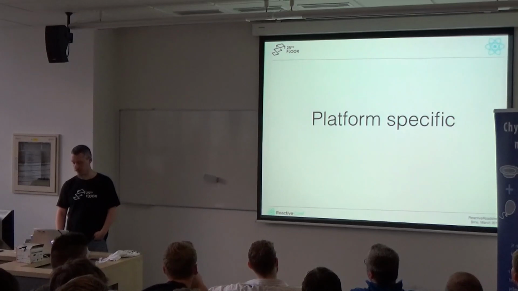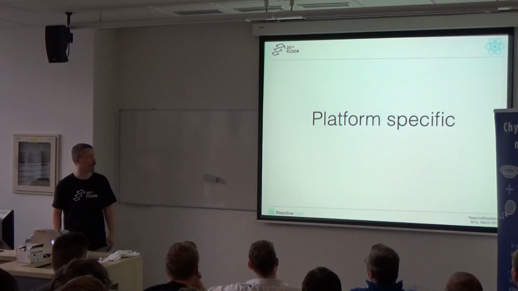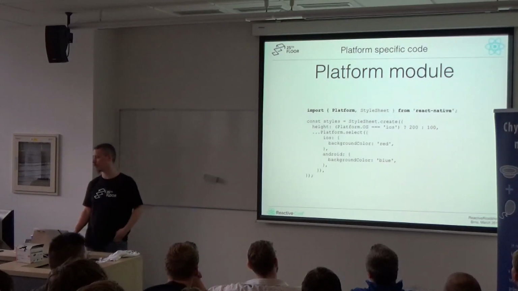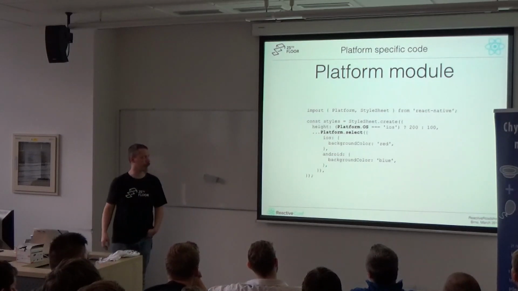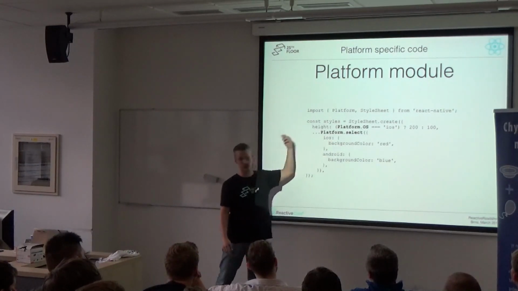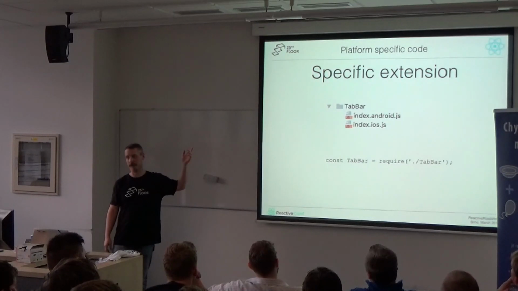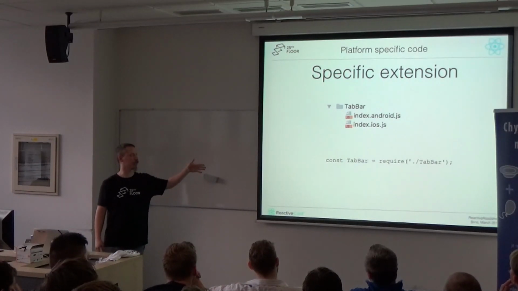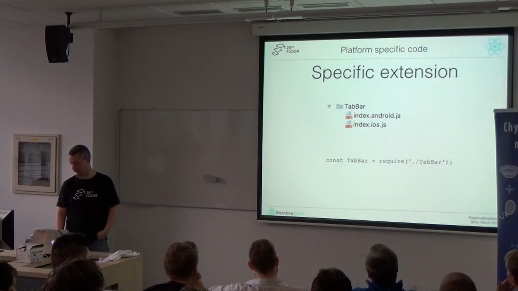That brings me to platform specific. It might be convenient to separate some layouts, for instance, between Android and iOS. It can be done pretty easily. For one thing, you can do it during runtime. There's the platform module that gives you either a distinction by the string or a selector. So this one here takes an object with an iOS and Android. Whatever is here will be written back, so you can do that during runtime, or you can do it during packaging time by adding suffixes to the file name. So the .android.js and .ios.js are used as if it were just the tab bar. Just import that, and the packager makes the decision.